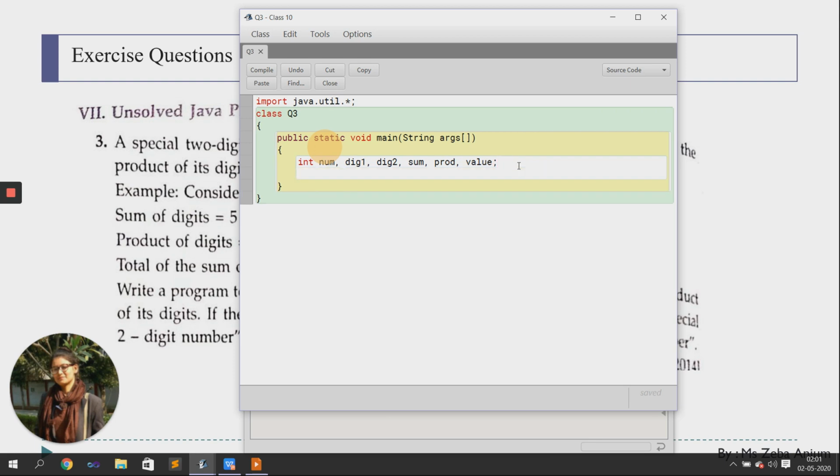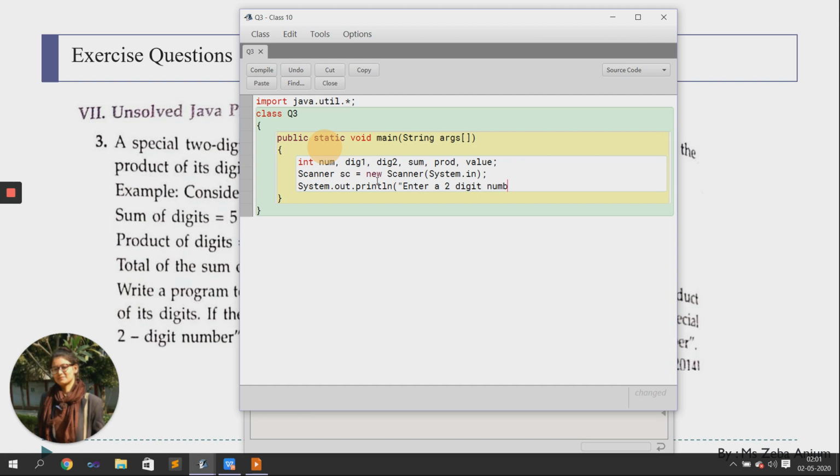All these variables we have taken. Now let us take an input: Scanner sc equals new Scanner(System.in). See students, every time I'm using the Scanner class, you can also use the Scanner class, and I just prefer this because it is very small. Yes, so you can use it if you want to. System.out.